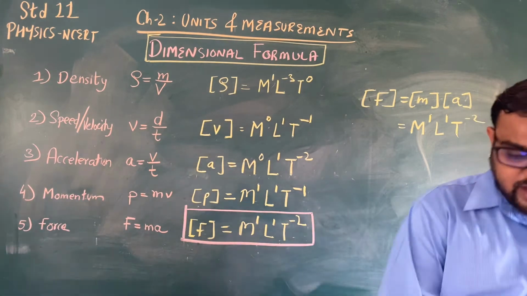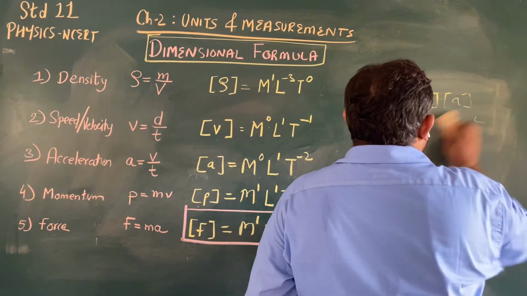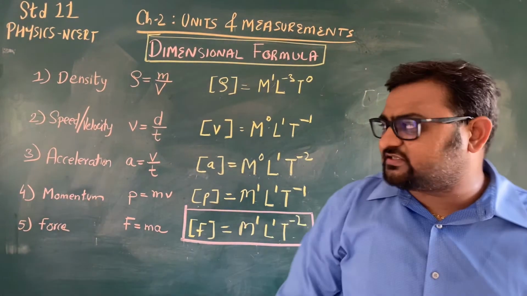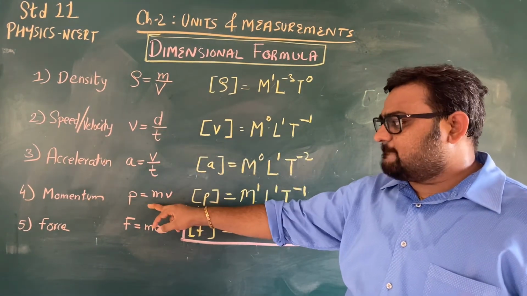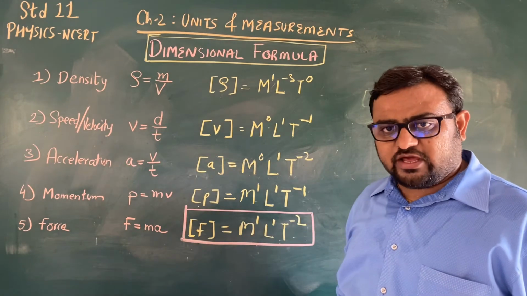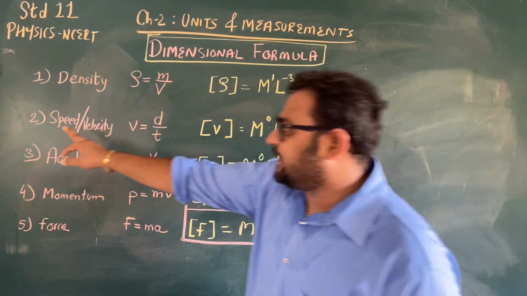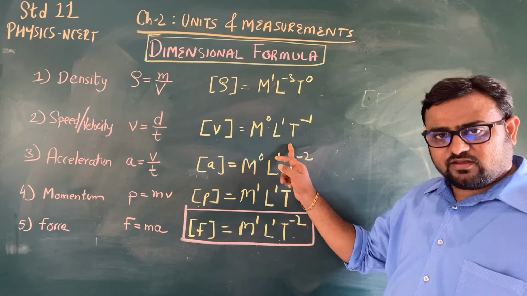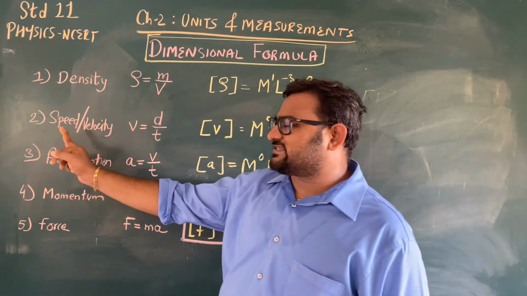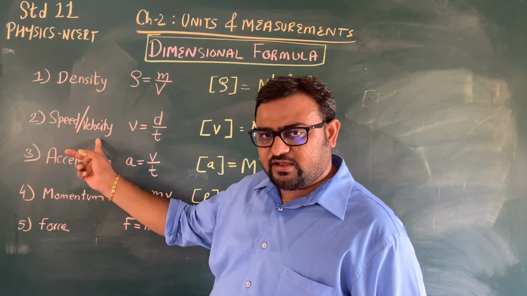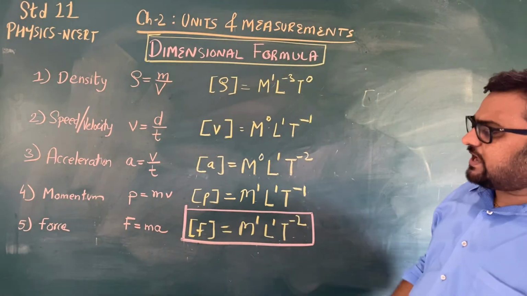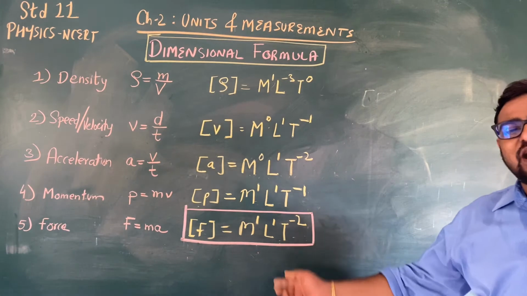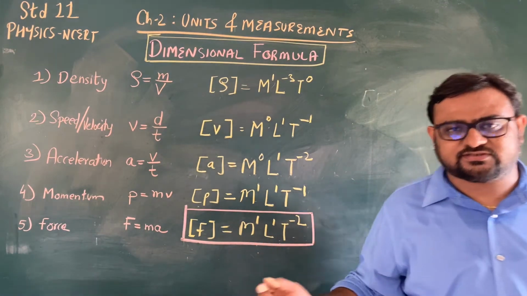Remember this, okay? So this was about the dimensional formula of these five quantities: density, speed or velocity, acceleration, momentum, force. Okay. See, the dimensional formula for speed and velocity both are same. Right? The only difference here is one is a scalar quantity, another is a vector quantity. The formula for both is same. Right? So just note down the dimensional formula of these five physical quantities.